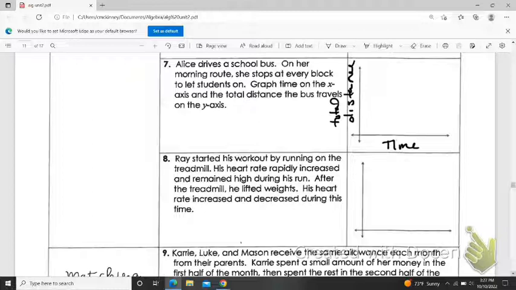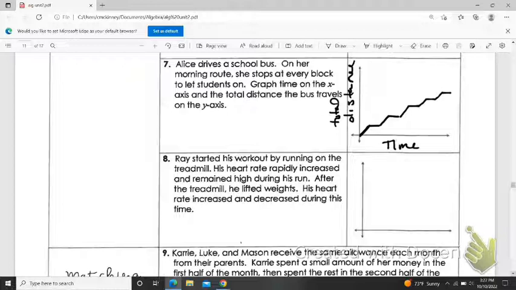So she is driving along as time is going. She's covering distance, but then she has to stop. And then time keeps going while she's stopped and kids get on. Then she drives another block, so her distance is getting further. Time keeps going. Then she stops. So all of these flat spots are her stops. And then she drives in between, and then she stops. She drives in between, and then she stops.